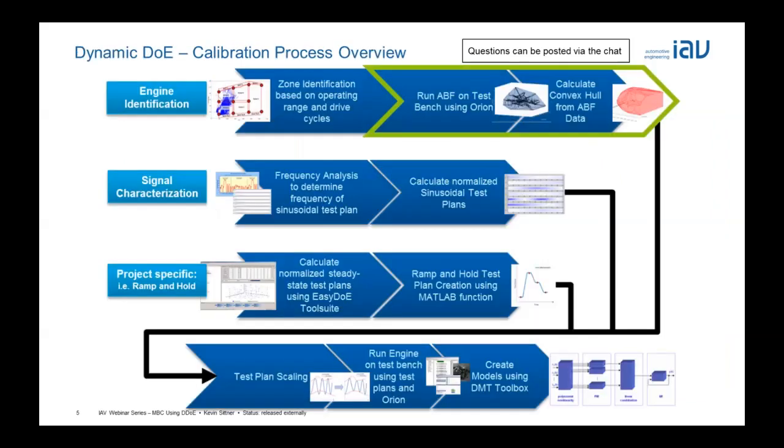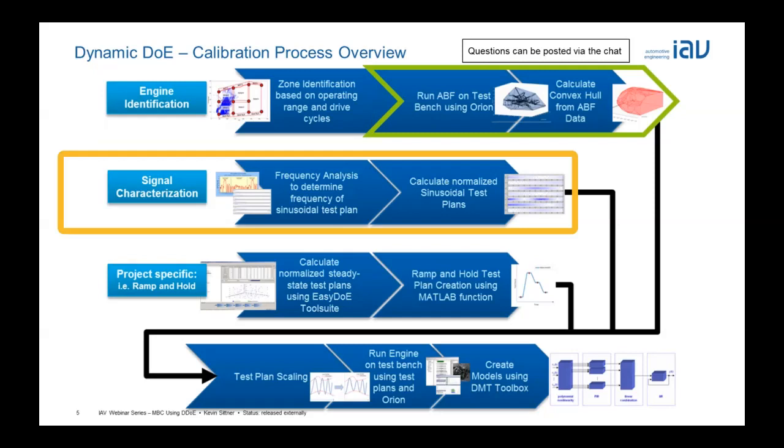The dynamic DOE calibration process starts with identification of the engine, including the operating range and the drive cycles. The next step is to define the boundaries of engine operation. This can be done efficiently with the Advanced Boundary Finder, which we will focus on today. The Boundary Finder allows us to generate the convex hull, limiting the test space to the reachable areas of engine operation.